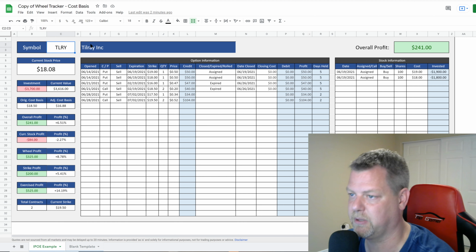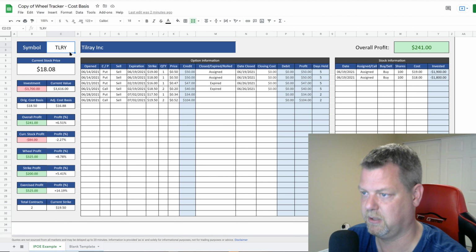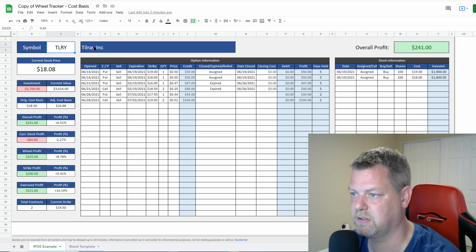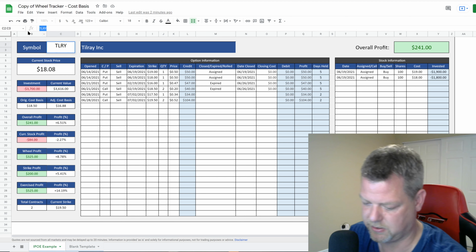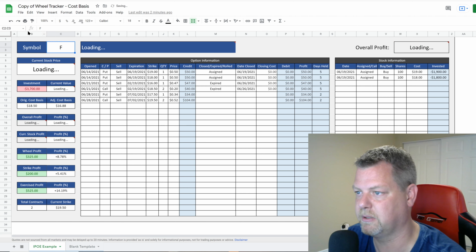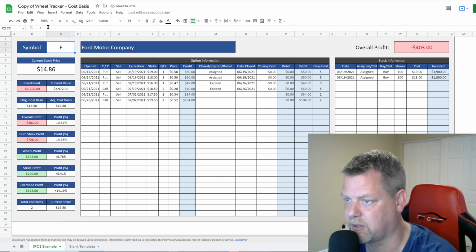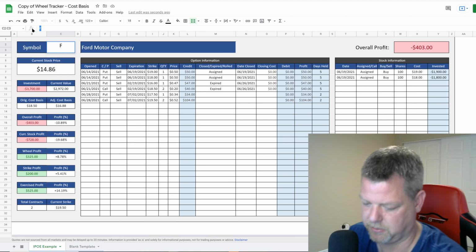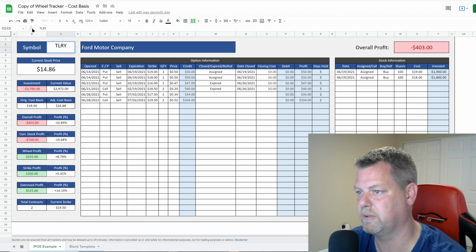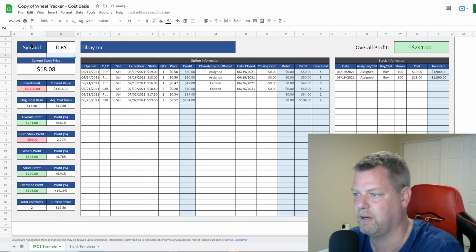So the first thing I really like is that it pulls in the stock name and the price just by entering it. So you can see we can enter another one, enter Ford, and it'll pull in the stock price just like that. So we'll go back to Tilray, which is what I am running right now.